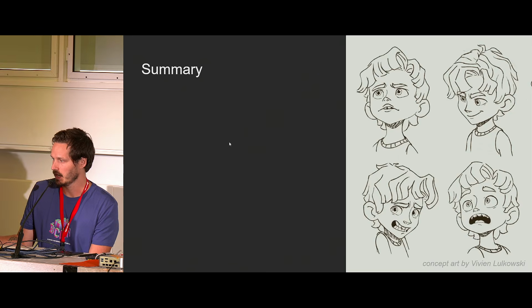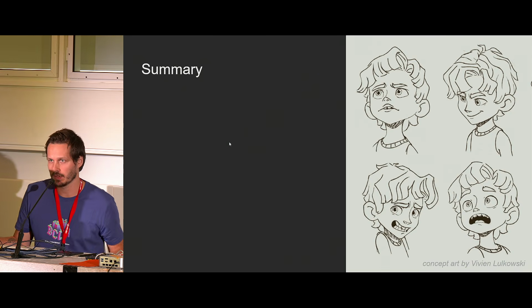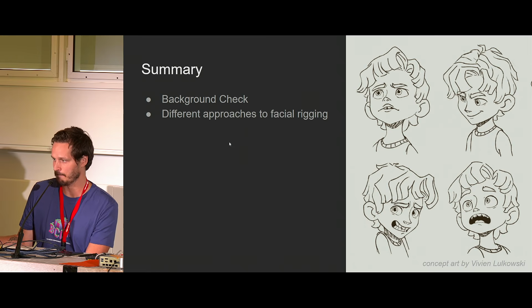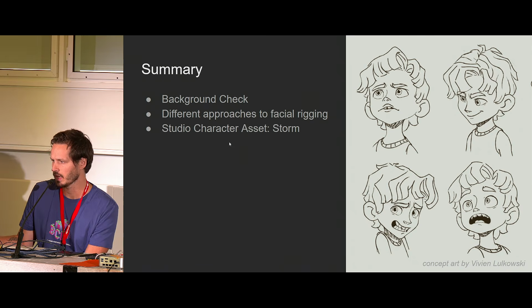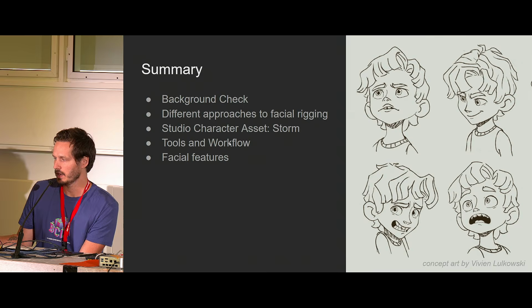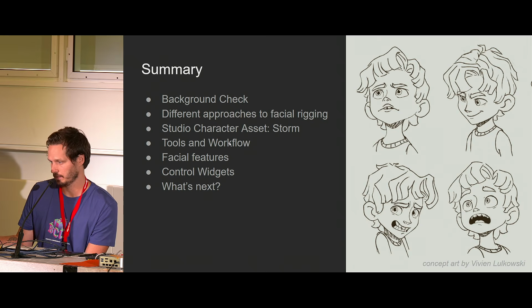this point. So just to give you a brief summary of this session, a little bit of a background check. Who am I? What did I do to get here? Just a brief contextual overview of approaches to facial rigging. Introducing the studio character asset Storm. Talk a bit about the tools and workflow. Then we'll dive into Blender and show the rig and its facial features, and talk about control widgets as well, and ultimately what is next.